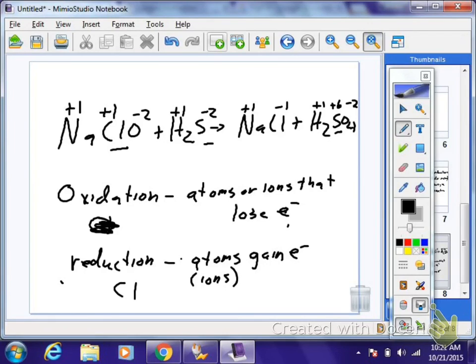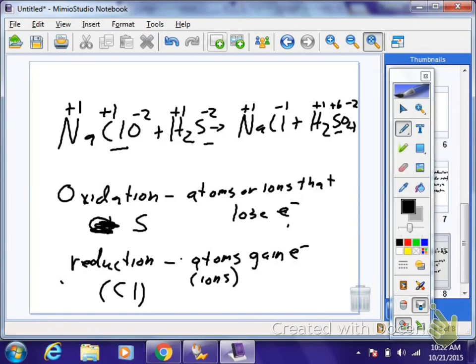So chlorine would go down. Okay, so what's oxidized? Sulfur is going from a -2 to a +6. It has lost how many electrons? 8. That's a lot. Where did they go? They gain 2 each time. So a total of 4 chlorines would have to be present to pick up those 8 electrons. So sulfur is being oxidized. Okay? You got it.